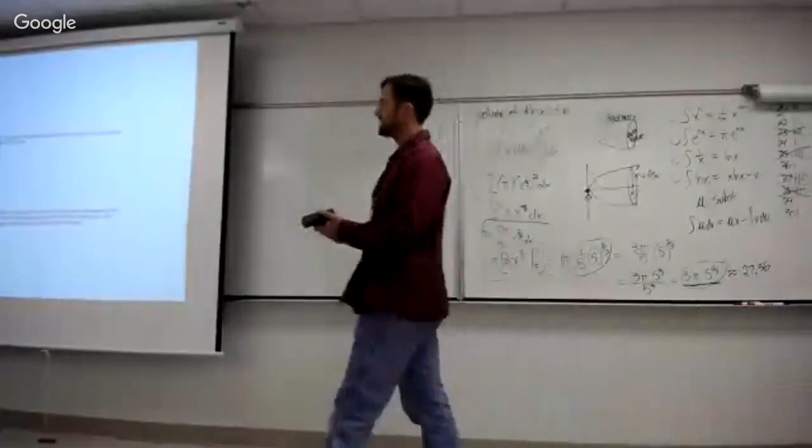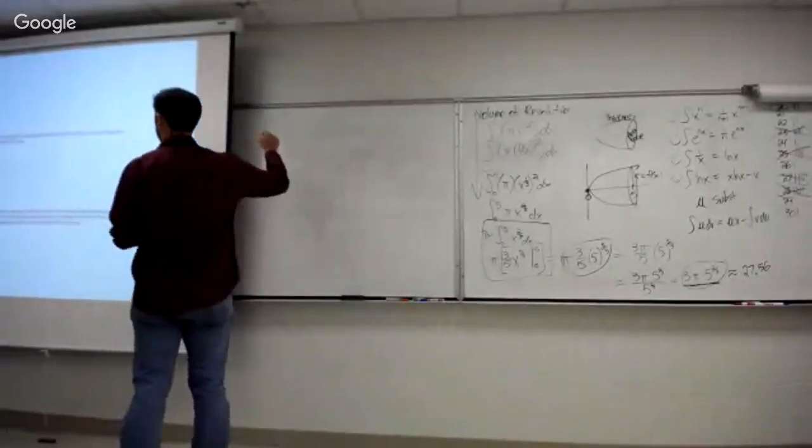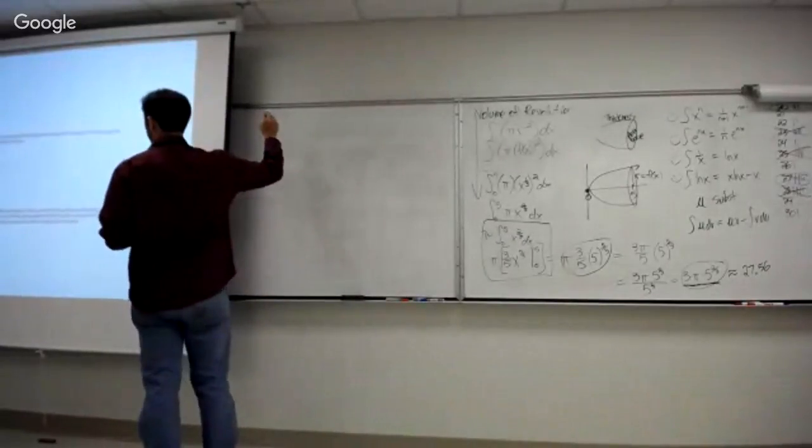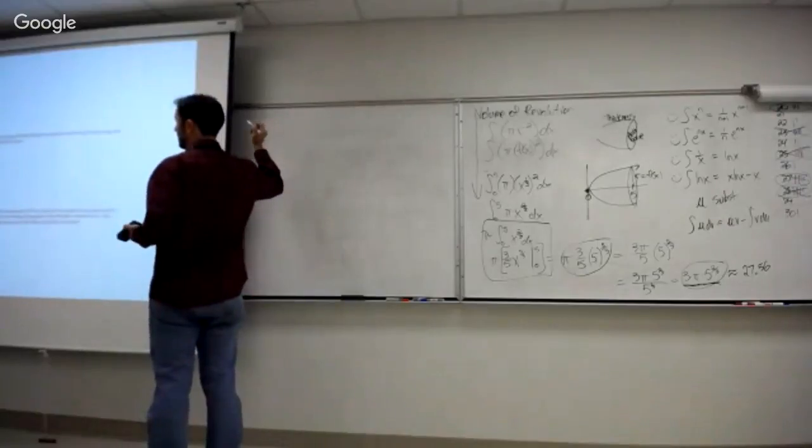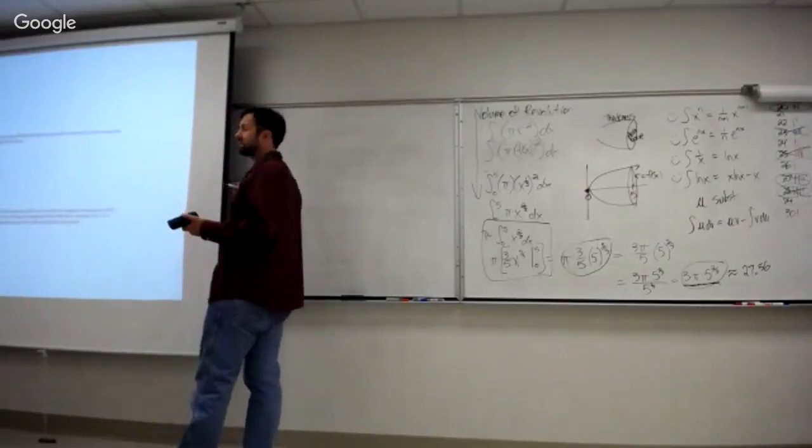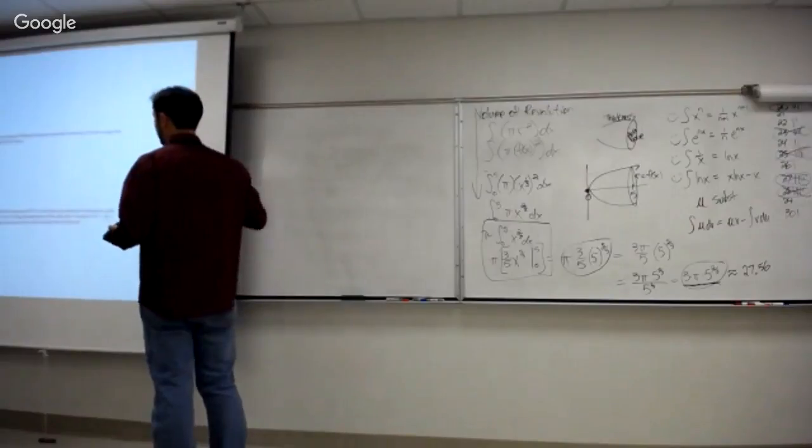So 39, this is also a format. Suppose you deposit $7,000 at 4% interest compounded continuously. Find the average value. Well, let's start with the problem statement.